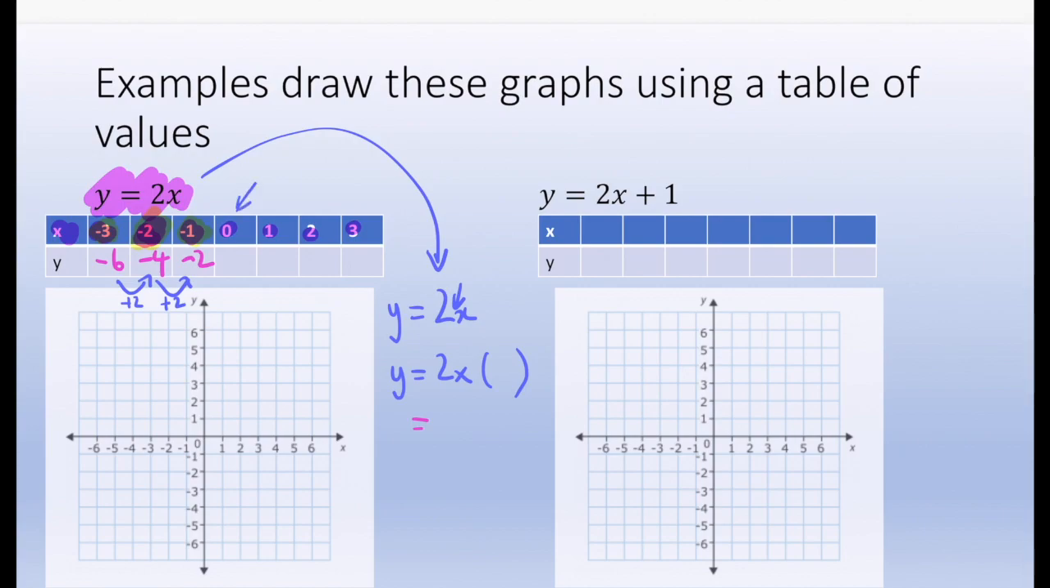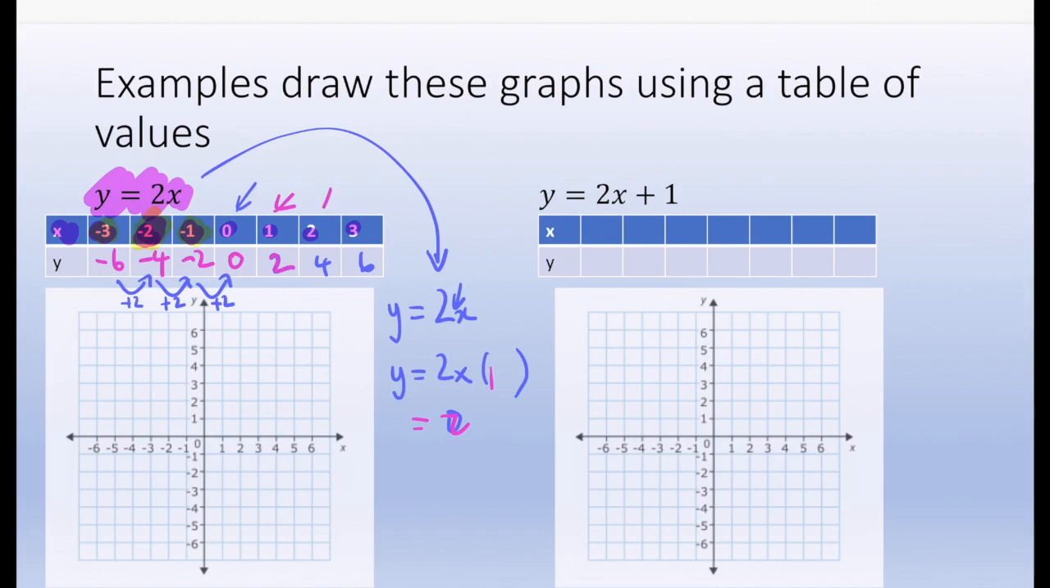The next number is 0, so I'm going to put 2 times 0. Anything times 0 is just 0. So I'm going to put my answer as 0, and it follows the same pattern. It's still going up by 2. So I can take a stab in the dark and keep writing the values in. So go 2, 4, 6, but let's do the table values. So 2 times the next one's 1. That's 2. Yep, that's right.